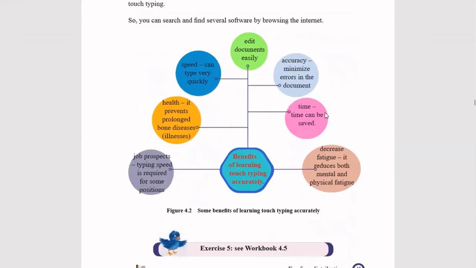So these are the benefits of touch typing: speed is increased, right? Editing is very easy. Accuracy also will be increased. Errors are minimized. Time can be saved. Your mental and physical tiredness can be reduced. Health-wise, because you're typing fast, you can spend less time in front of the computer. It will prevent prolonged diseases, especially in the hands, because prolonged bone diseases and such will be reduced.